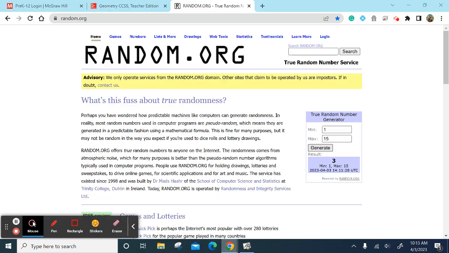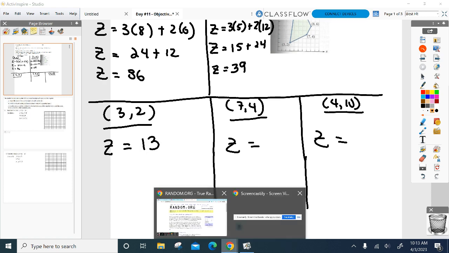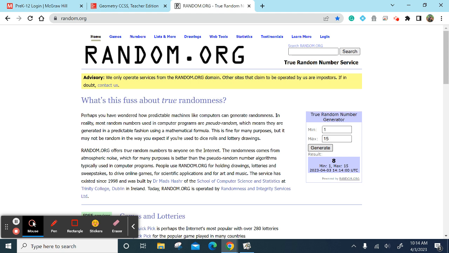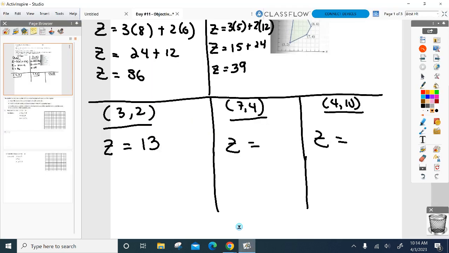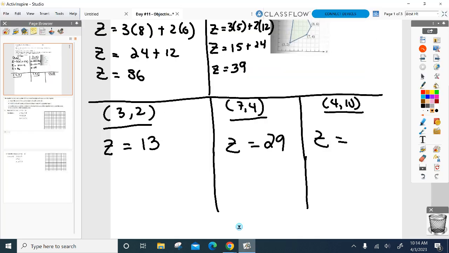All right, ready? 3, 2. When you guys plugged in 3, 2, what was your Z value? 5? What was my Z value when I plugged in 3, 2? 13. Good work. 7, 4. Z value for 7, 4. 29 looks good to me. And how about 4, 10? When you plugged in 4 and 10, you got a Z value of 32. Looks good. All right, and it's asking here, what's the maximum value of this objective function?